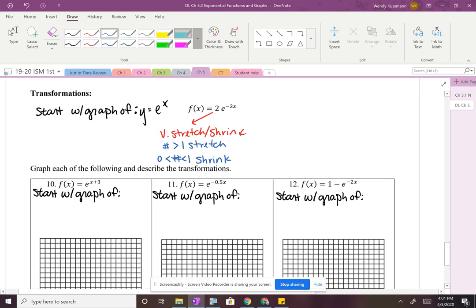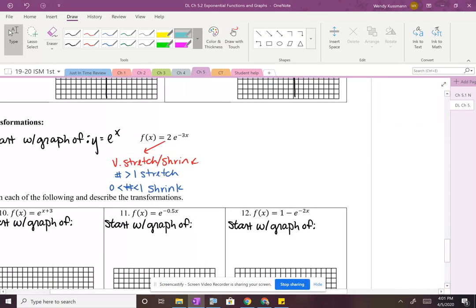Remember that the negative does something different than the 3. Those are 2 separate transformations. The negative here means it's a reflection. Since it's right next to the x, the x's are changing, so it's a reflection over the y-axis. And then the 3 is right next to the x, so that means it's a horizontal stretch or shrink.